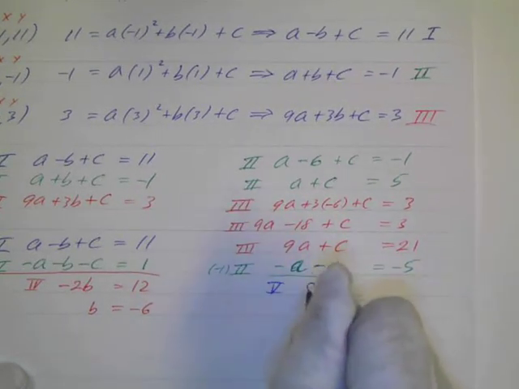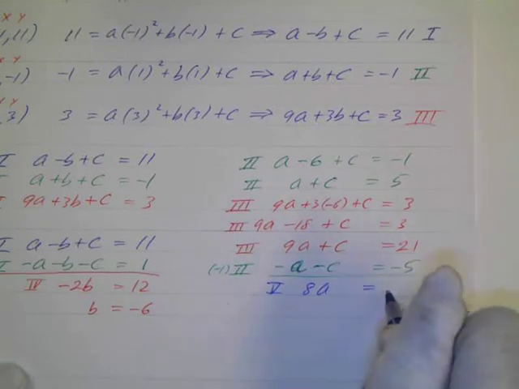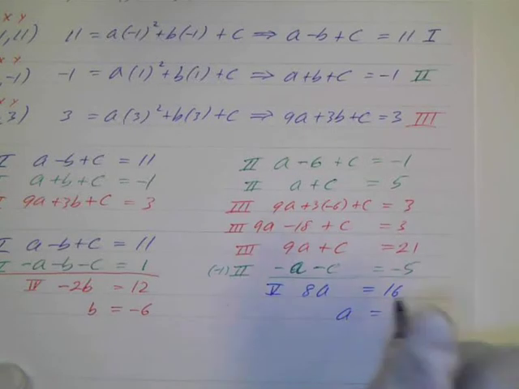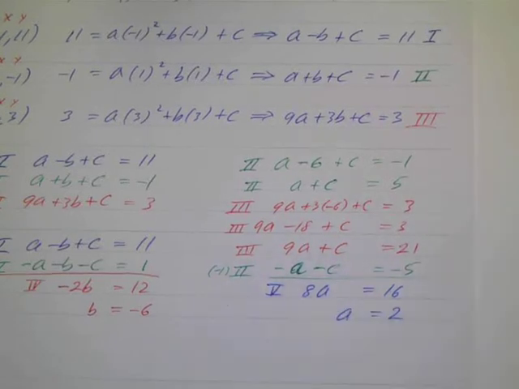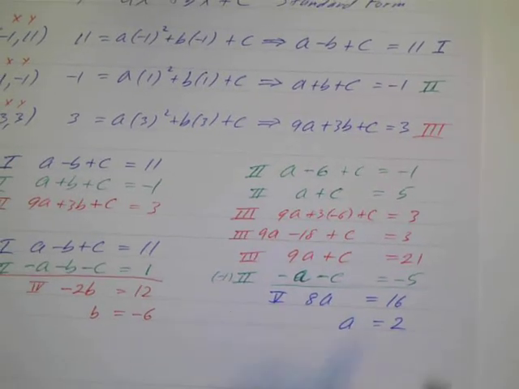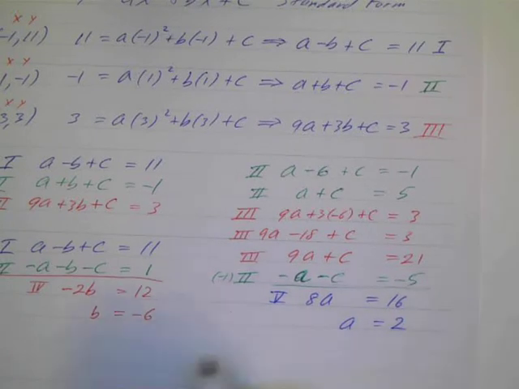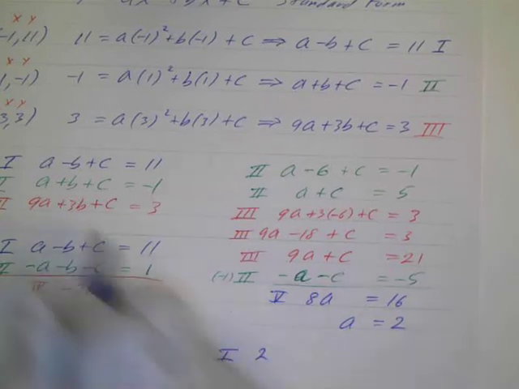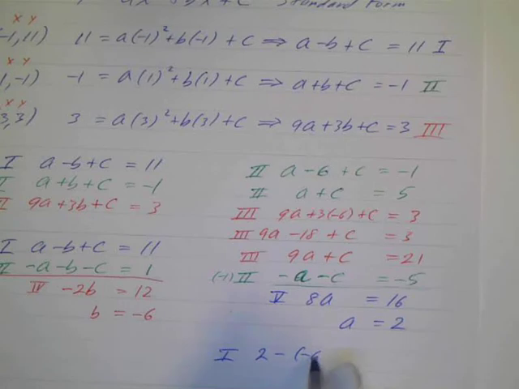And this is going to be 8A equals 21 minus 5 is 16. So if I divide both sides, I get A equals 2. Now I got A and B, and I can put those in any of these equations to find C. So I can go back to equation number 1, I guess. And A is 2, and B is negative 6.